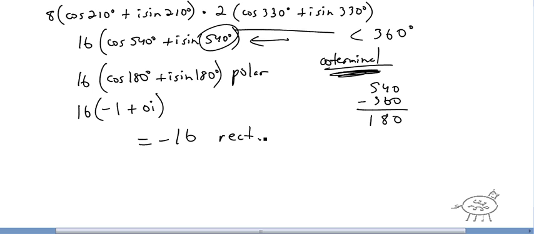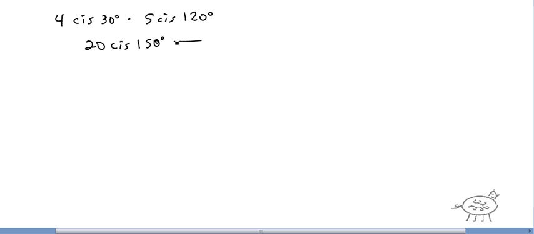Okay, pretty easy. Let's do one more example here for product. If I have 4 cis 30 times 5 cis 120. It's good to expand it because we're going to have to anyway, but really when you think about it, it's just 4 times 5 is 20, and you add the angles, cis 150. Oops, 50. And there you go.